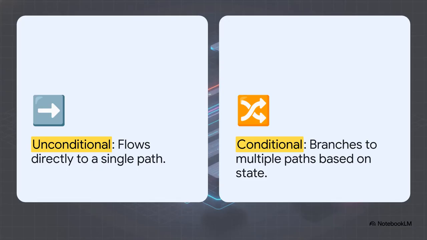On one hand, you've got an unconditional transition. That's your straightforward script where, say, a human input action always flows directly to an AI response. No questions asked. But on the other hand, we have conditional transitions. This is where, after a route query action, the graph branches out into multiple potential paths based on a specific state variable, like an intent field. And honestly, this is exactly where your system transforms from a static, boring script into a truly dynamic agent.